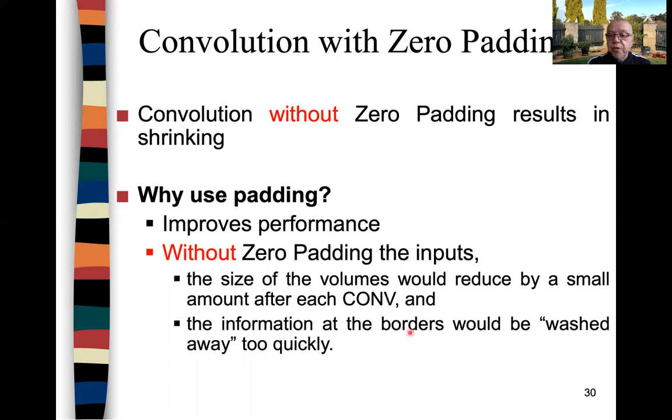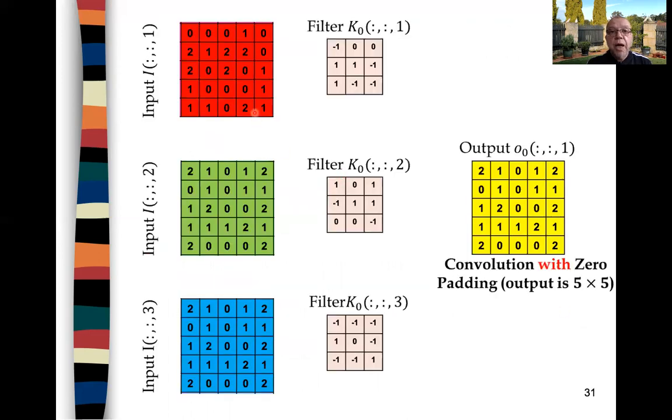And the information at the borders would be washed away too quickly. So we would lose the information around the borders. We would lose a lot of information. So zero padding is important. How do we do it? So if we have a 5 by 5 and we want the output to be a 5 by 5 as well, what we have to do is zero padding.